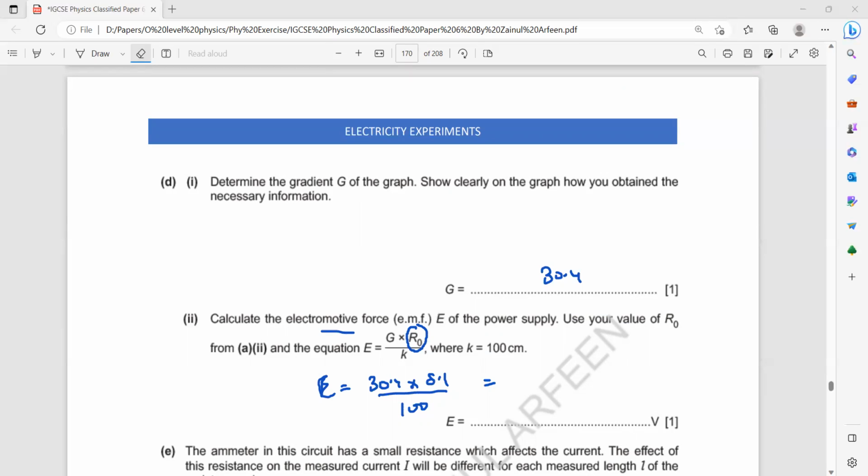2.46. So the EMF is equal to 2.46 volts. For paper 6, you don't have to memorize any formula. You just have to check these. This is important: the representation of gradient is G, and the representation of resistance is R naught here. So you just have to use the values from your question and find the answer.